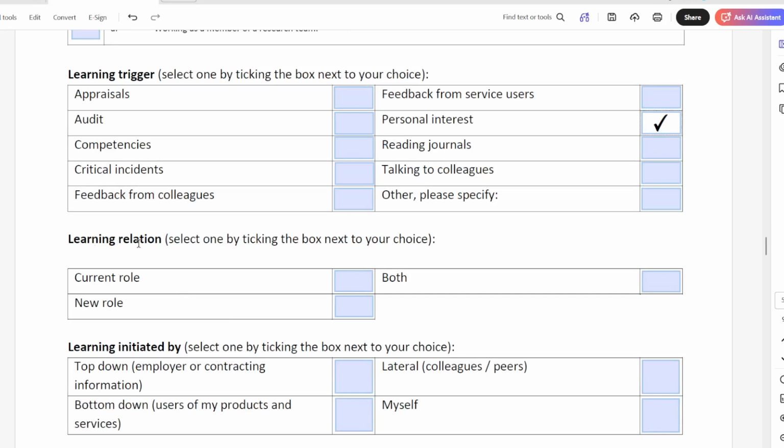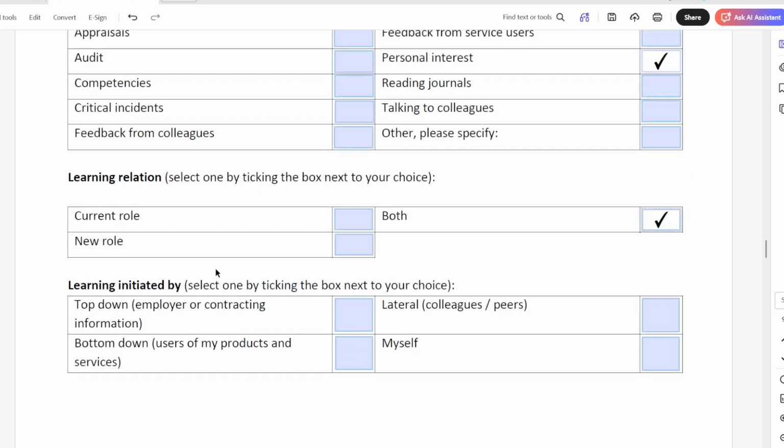Then learning relation: how is this activity related to what you do? Is it something that is related to your current role? Is it something that you are starting out to do, that you don't know how to do? You are from one department and now you are moved to the stores, to the pharmacy, and you're supposed to compound here. Now you want to learn how to compound. Or is it both, the current and the new role?